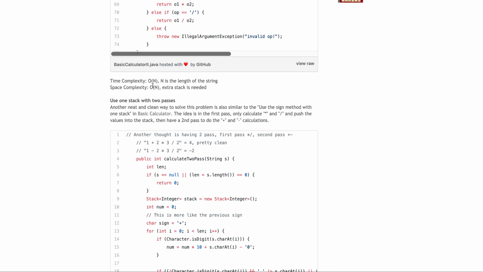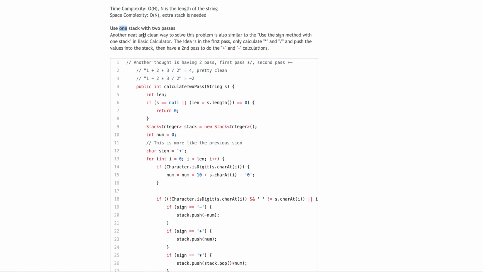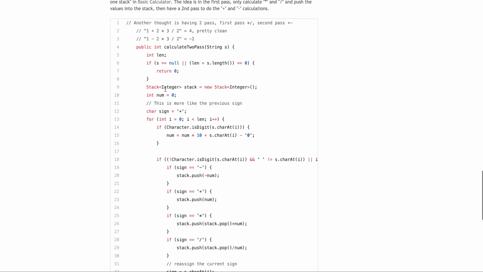The time and the space complexity are both O of n, because the time complexity is linear, and for the space complexity we do need extra stack, actually 2 extra stacks, but it doesn't matter. Another, similar to basic calculator 1, there is another very similar way to solve this problem by using 1 stack. In the previous problem, basic calculator, we used 1 stack with a minus and a +1 for the sign. For this one, we just use 1 stack with 2 passes. So what it means is it will have 1 stack with integer.